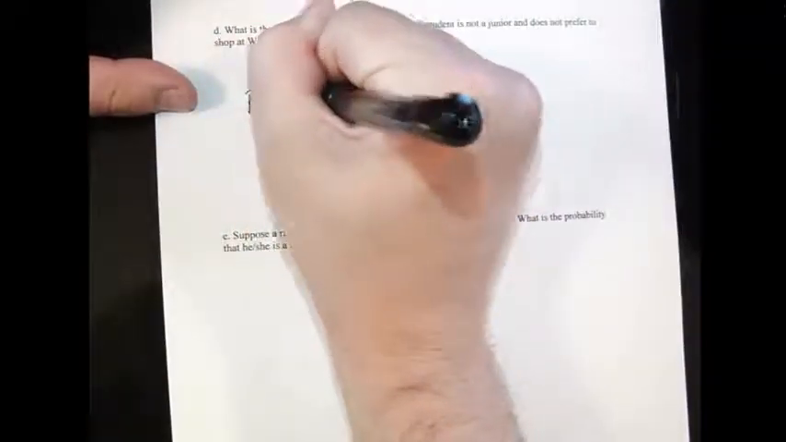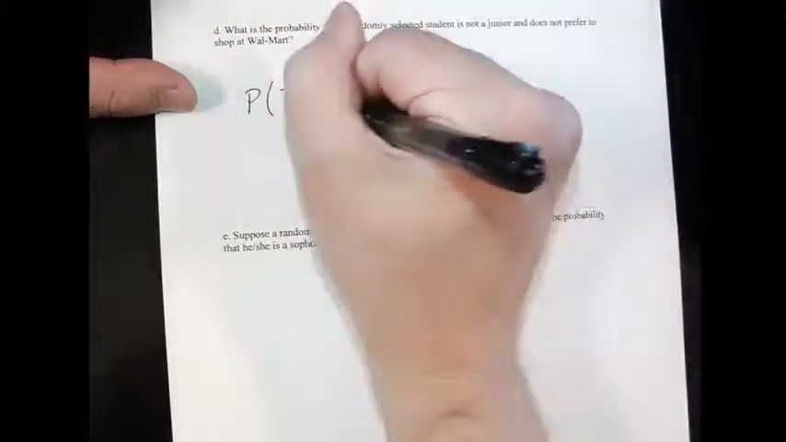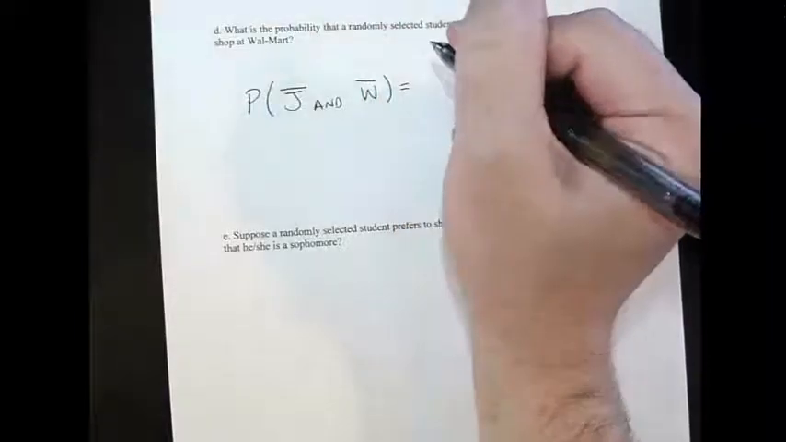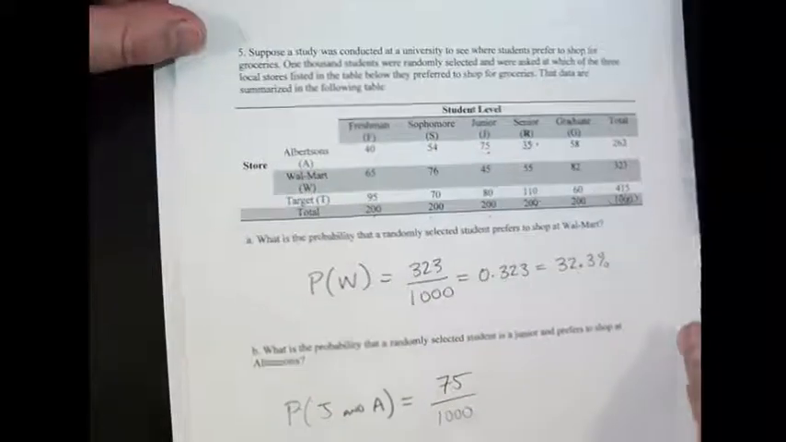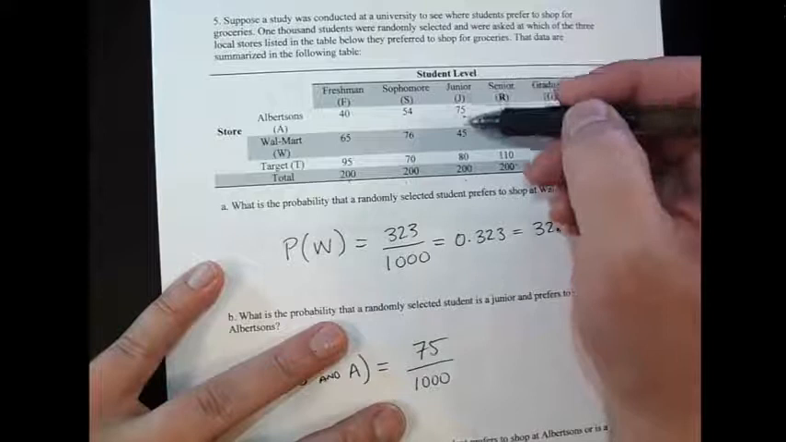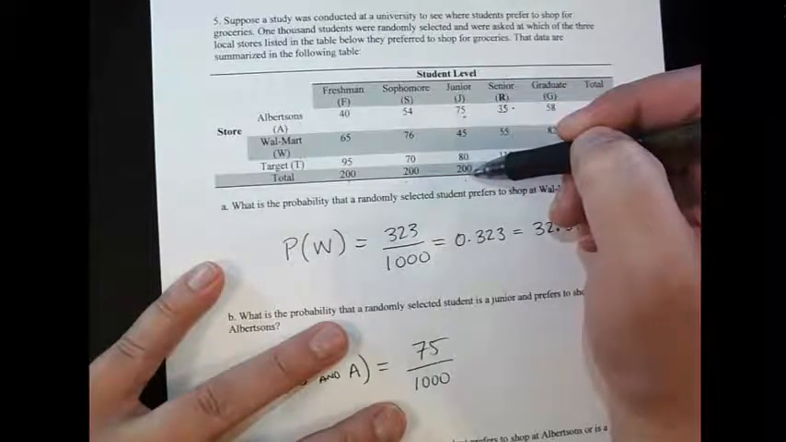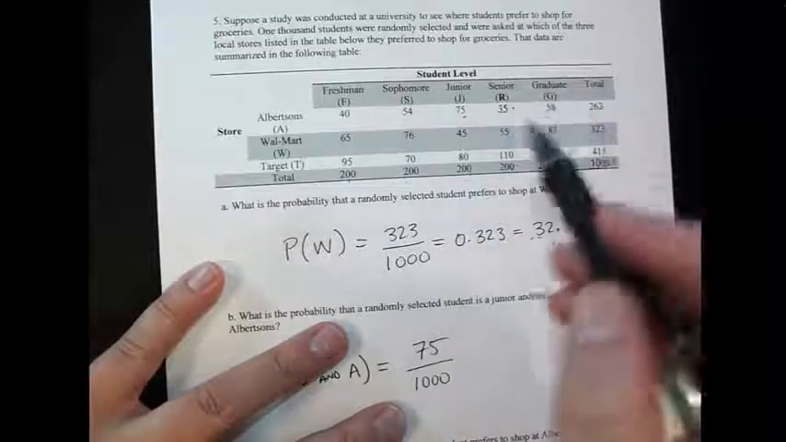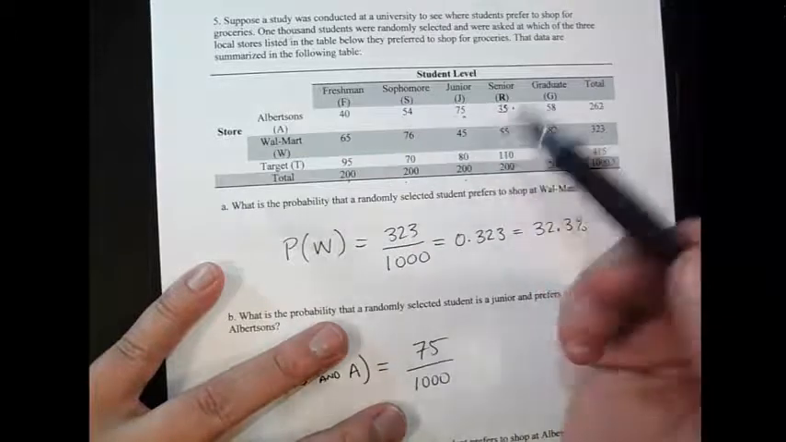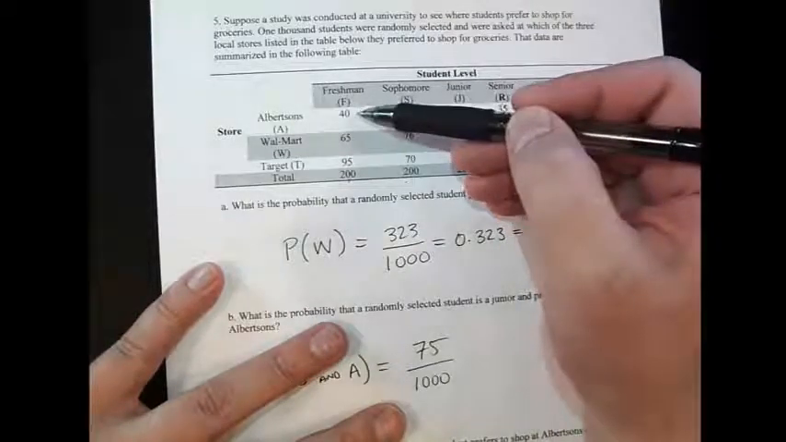What is the probability that a randomly selected student is not a junior and does not prefer to shop at Walmart? So probability not a junior and not Walmart. So once again, when we look at this, we identify that means they are not, we don't want this area, and we don't want Walmart. So basically we are not counting these people. And so again, sometimes it's easier just to go through these a piece at a time.